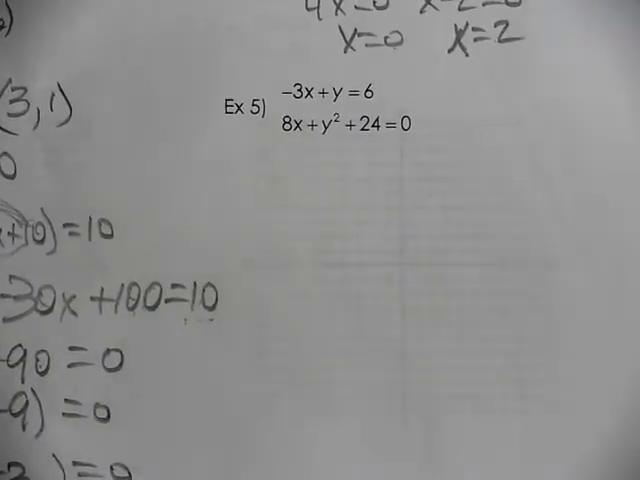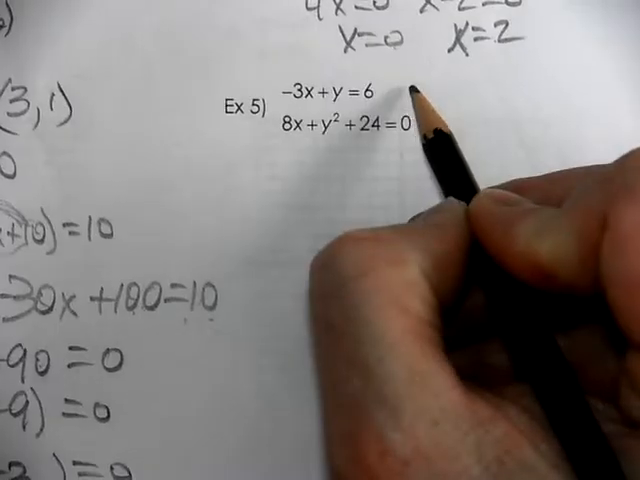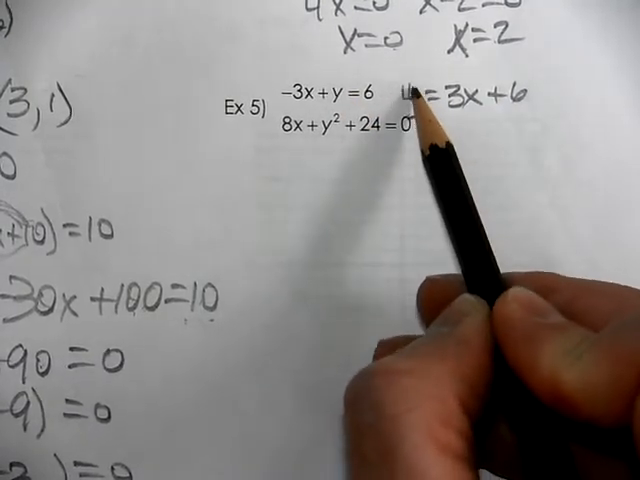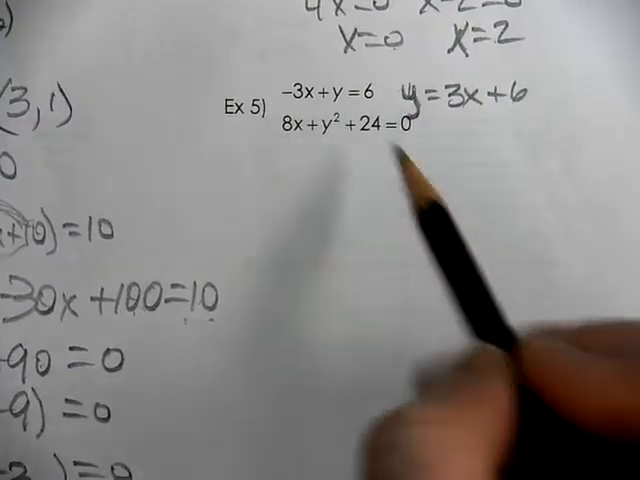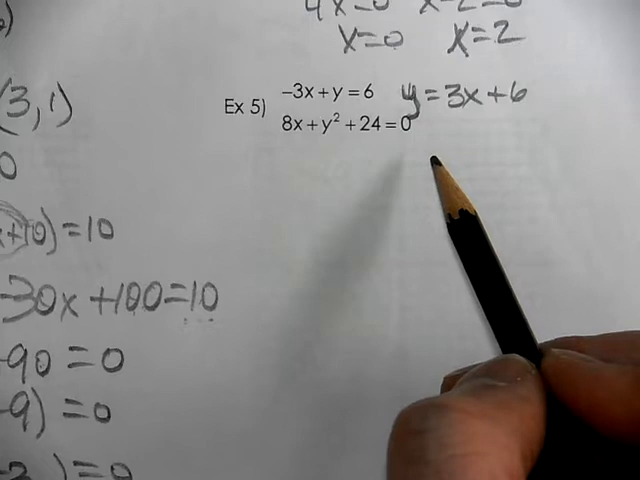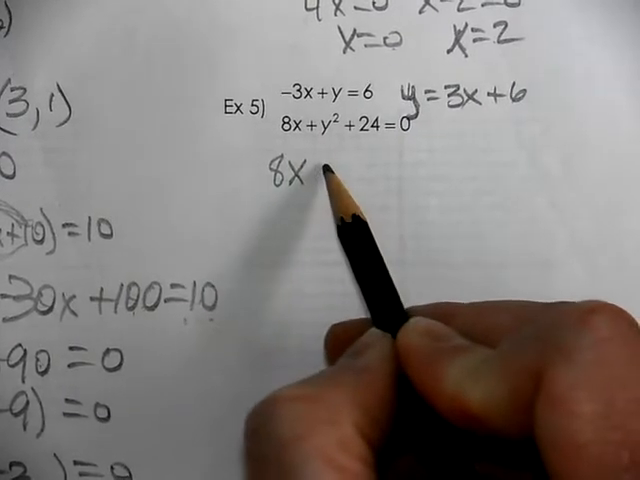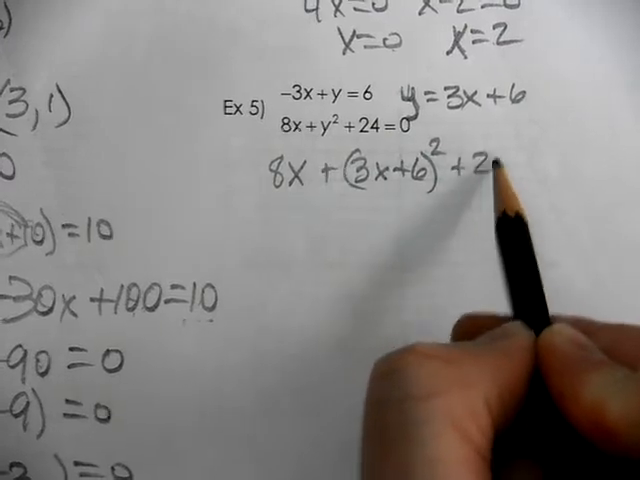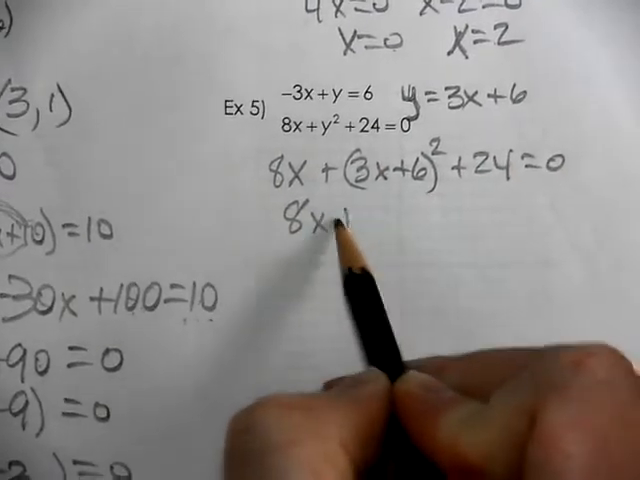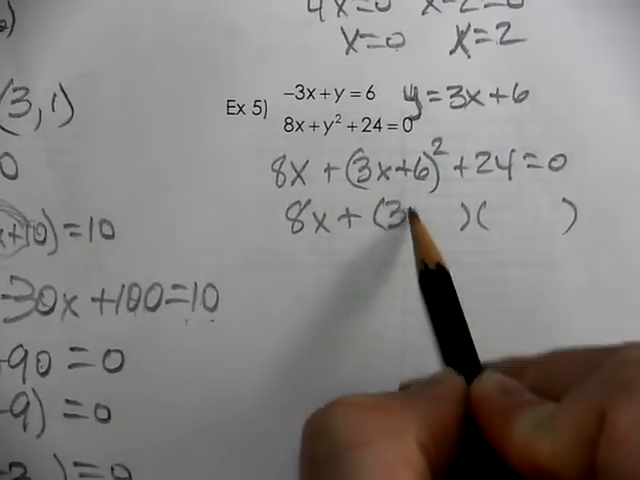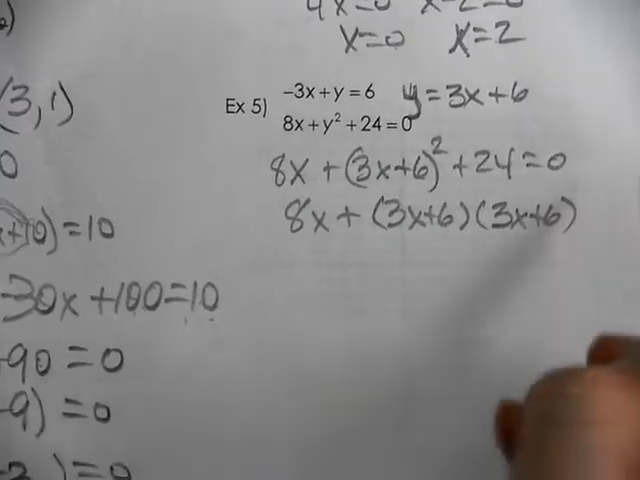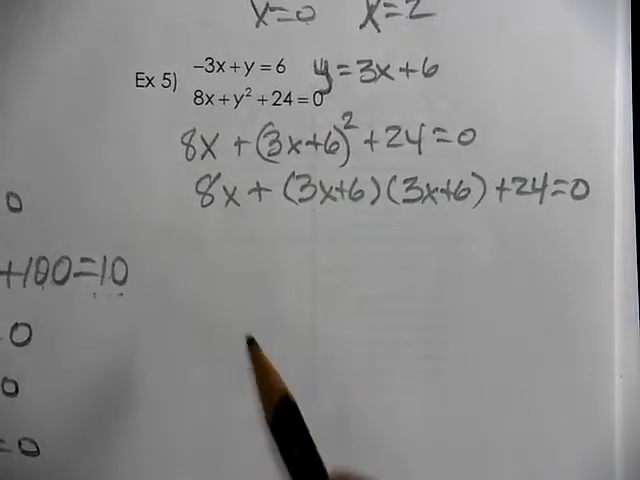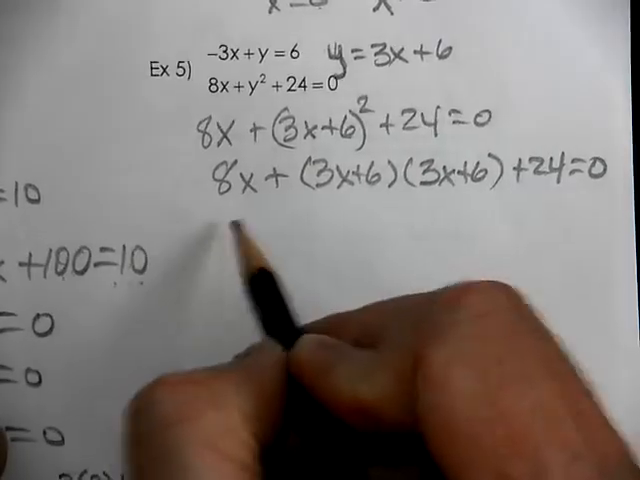Last one over here. So this is y equals 3x plus 6. You need to write your equation with one of your variables written by itself. I'm getting the y by itself. This one I think gets a little messy looking. We have to write a binomial squared. We have to write it twice. So now we're going to have to FOIL.